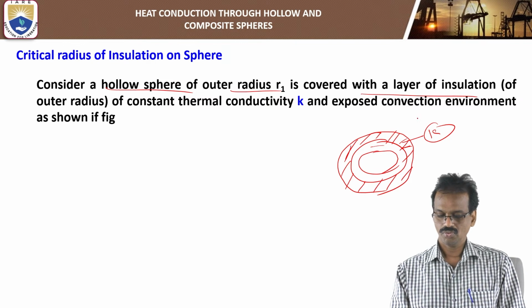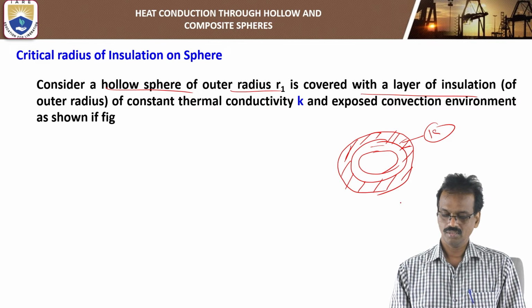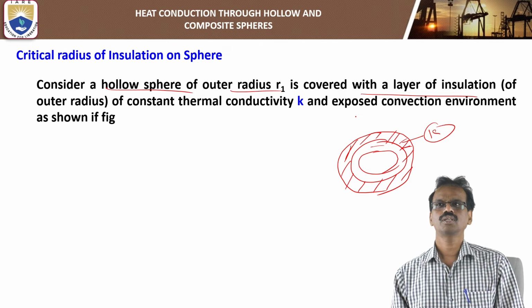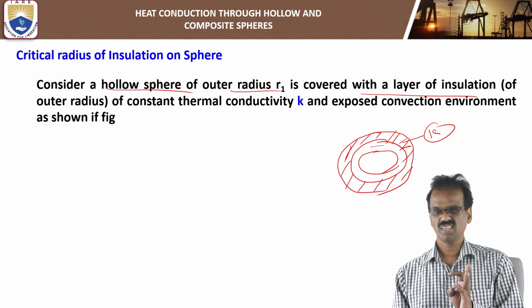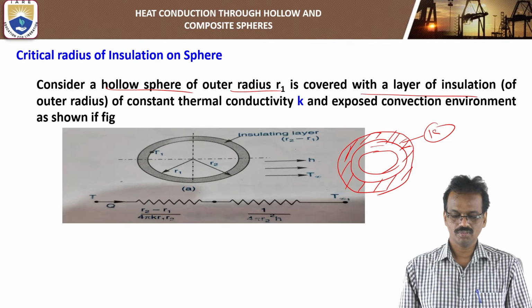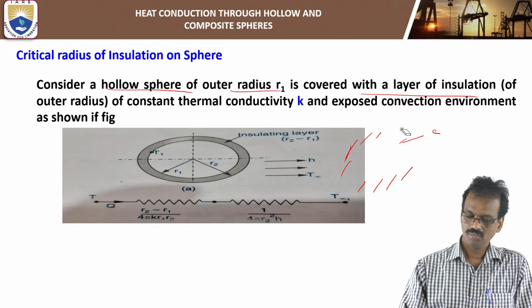Next, the outer rate of heat transfer from the insulation to atmospheric conditions. The heat transfer takes place by two modes: one is conduction, the next one is convection. Okay, so we'll see it like this. You can observe the diagram.